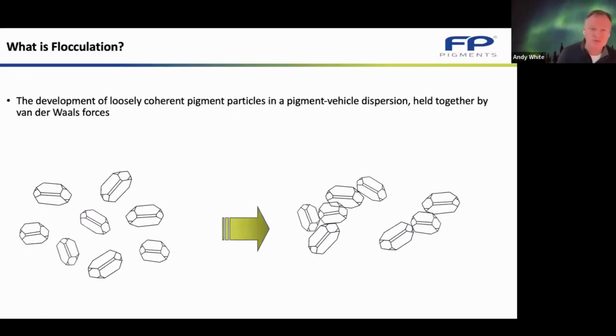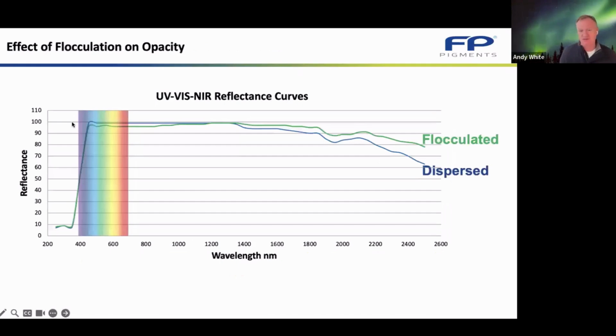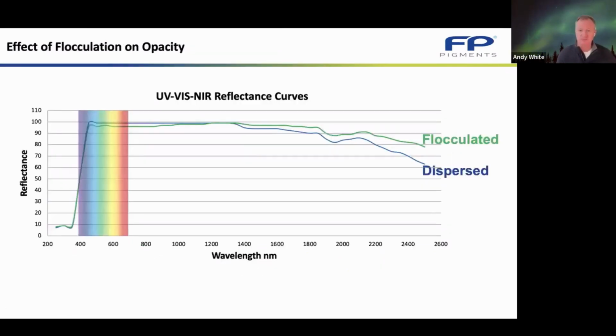So having done all of that, problems with dispersion of titanium dioxide, we spoke about flocculation. Flocculation is when the titanium dioxide dispersion isn't stable and the van der Waals forces pull the titanium dioxide together. So essentially you have areas of crowded titanium dioxide and areas where there's no titanium dioxide. Okay, so you have a region with no opacity because you don't have the stability of the dispersion. And when you look at the reflectance of light on paints that are perfectly dispersed and flocculated, you can actually see that there's less light reflected in the visible from the flocculated paint.